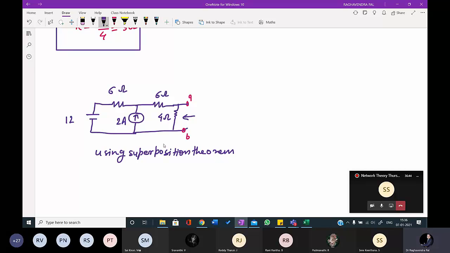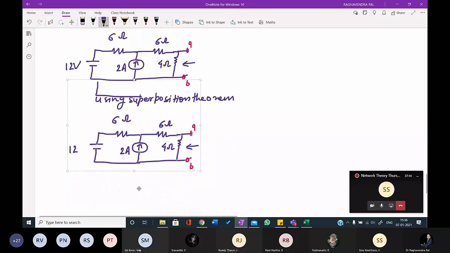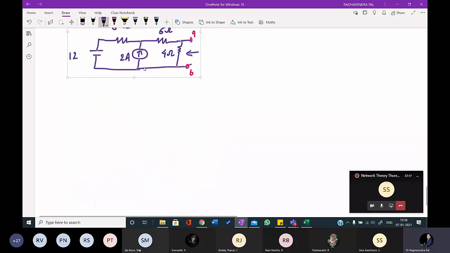What does the superposition theorem say? The effect of both of the sources, 12 volt and 2 ampere, these are two sources. Effect of these means the voltage across 4 ohm due to this source only, plus the voltage due to the other source only. These two things we will see and sum. This is what the superposition theorem is. So first let us draw the figure. The same figure we will draw.